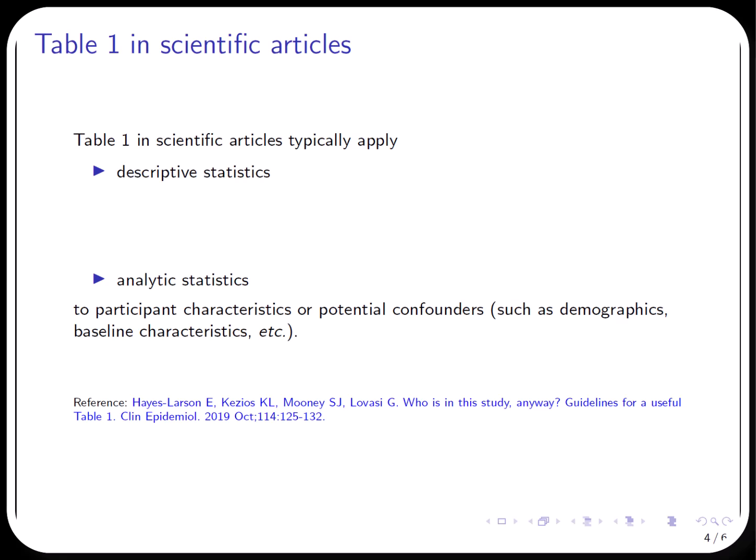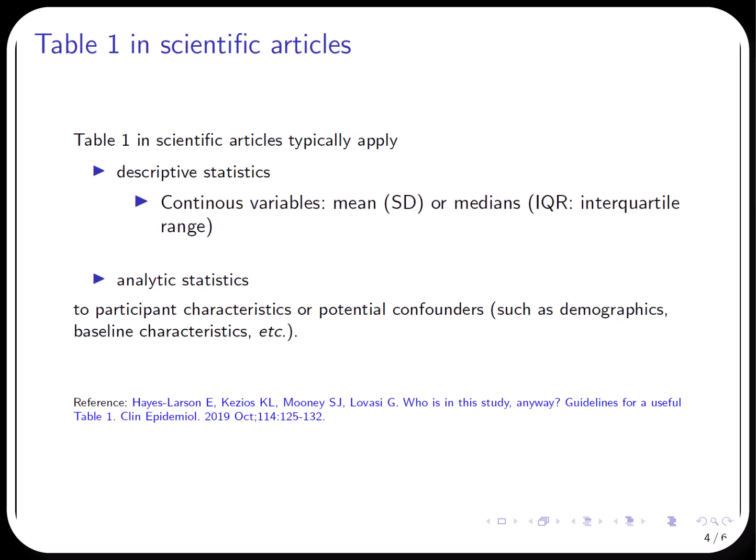Table 1 in scientific articles typically applies both descriptive and analytic statistics to participants' characteristics or potential confounders such as demographics and baseline characteristics. Descriptive statistics for continuous variables include means with standard deviation or medians with interquartile range. Descriptive statistics for category variables include counts with a percentage. Analytic statistical tests check for comparability across primary exposure groups.